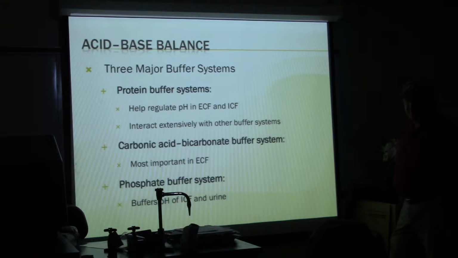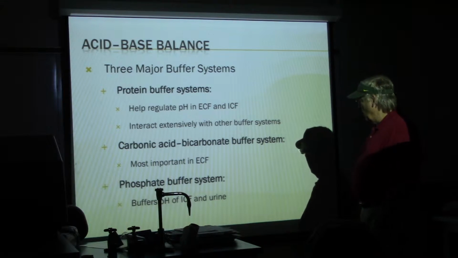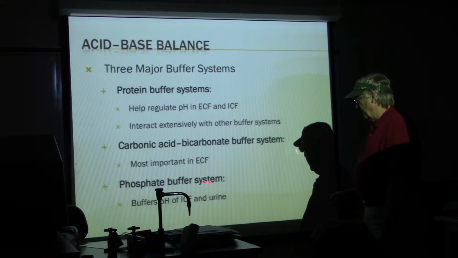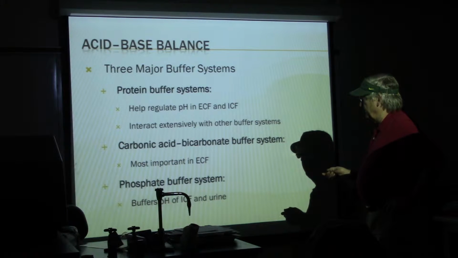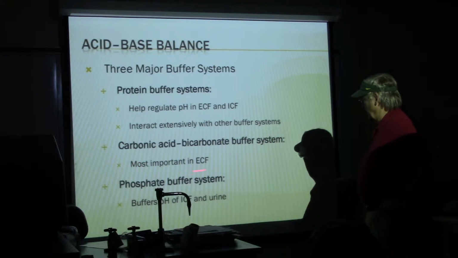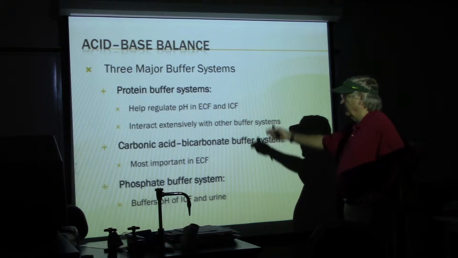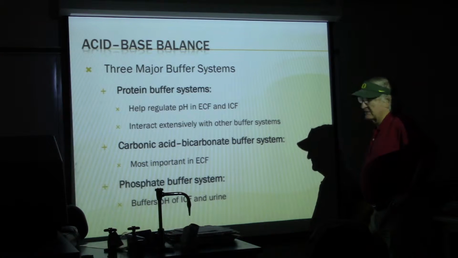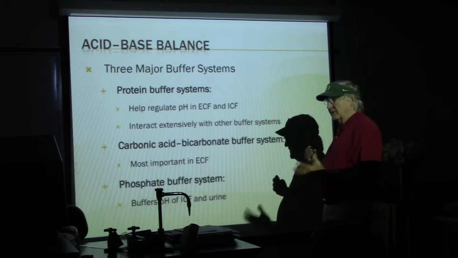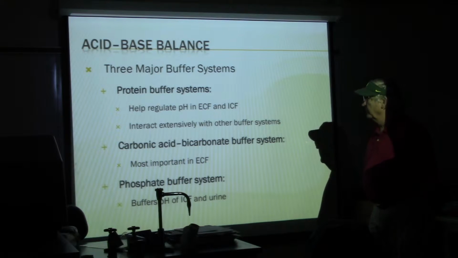The three major buffer systems that we have are the protein buffer system, the carbonic acid bicarbonate buffer system, and the phosphate buffer system. Now, I don't think you need to worry too much about these. This is the big one, of course, the carbonic acid bicarbonate buffer system that we've been talking about. Proteins, though, do help to regulate pH, because they can interact with the other buffer systems and help remove extra acid or remove extra base if need be.